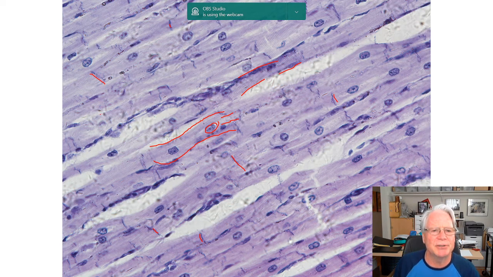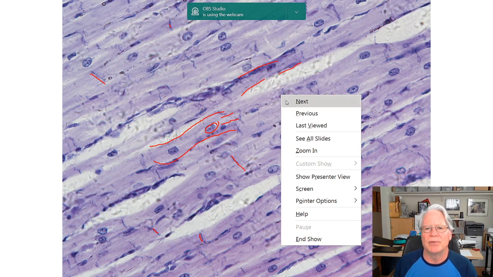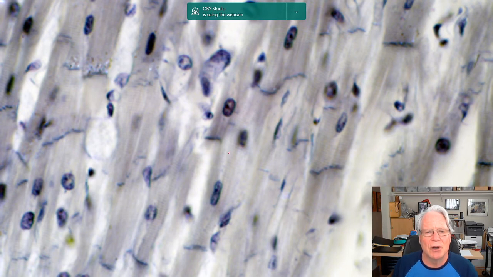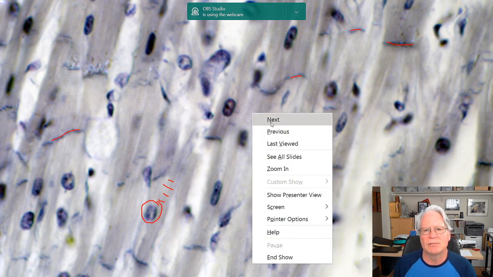The branching pattern is not always easily seen. It's present, but not always easily seen. Because the cells get closely packed together and they get squished together, and you don't have a chance to see how they're branching. It gets obscured in the closely packed cells. So here again, we see the striations, the centrally located nuclei, and we see the connections between cells. These are the intercalated discs.